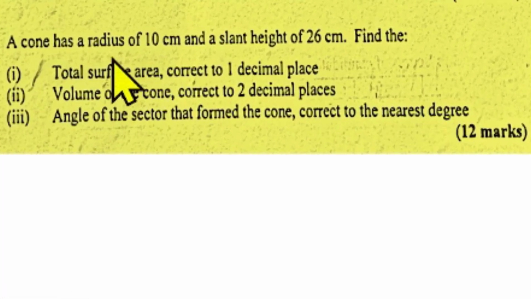Question number 8 is from the mensuration of solid shapes. In this case, we are measuring a cone. A cone has a radius of 10 cm and a slant height of 26 cm. We have to find the total surface area, the volume, and the angle of the sector that forms the cone, correct to the nearest degree.